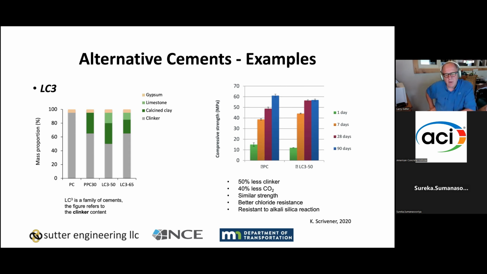Probably many of you have seen presentations on this, and it's very interesting, number one, because its performance seems to be quite good, but number two, it has reserves of materials worldwide that put it into the realm of being able to supplant a significant fraction of the Portland cement. There is enough clay out there that can be calcined that this is a realistic possibility.